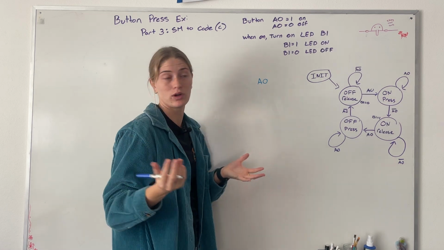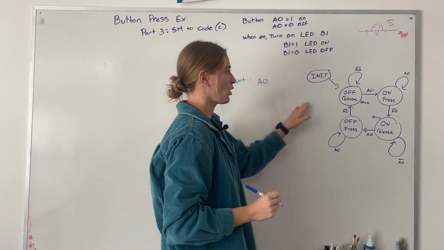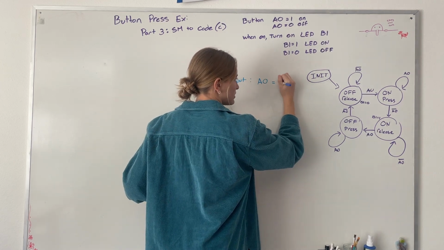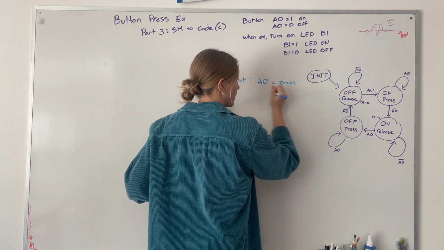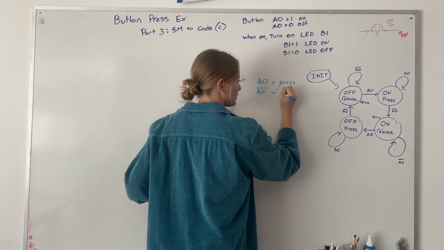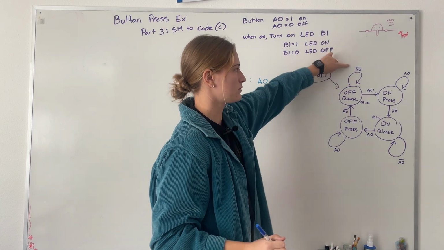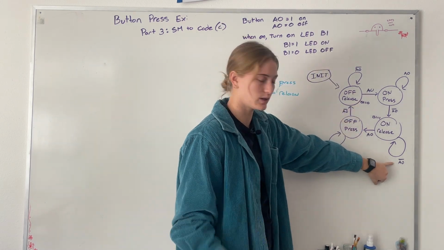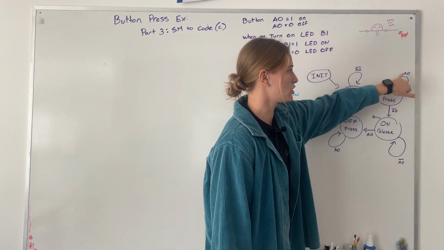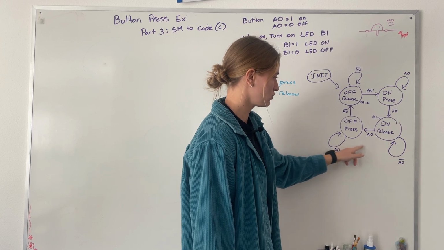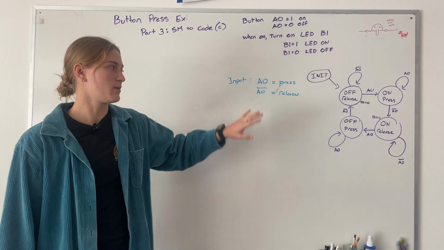You could call that our input. Our input is A0. When it's on, it's pressed. A0 is true, it's pressed. And when A0 is false, it's released. You know that because in off release, A0 is false, and on release, A0 is false. And when A0 is true, we go into the press state and stay there. And when A0 is true, we go into the press state for off. So that's how we can figure out our input from our state machine.